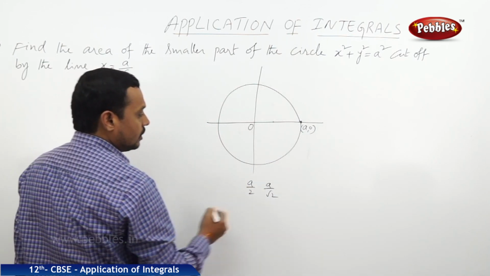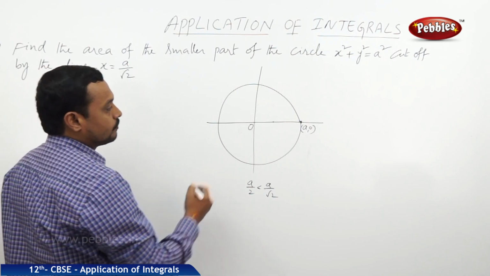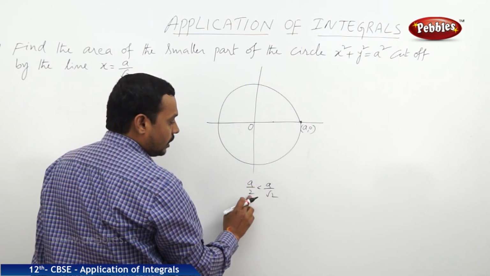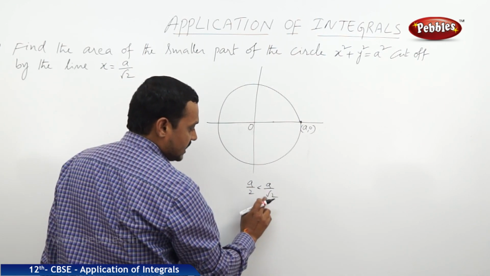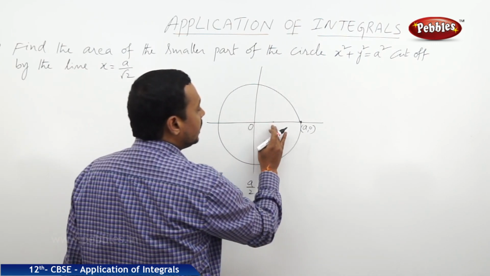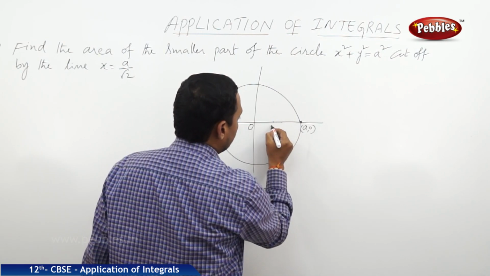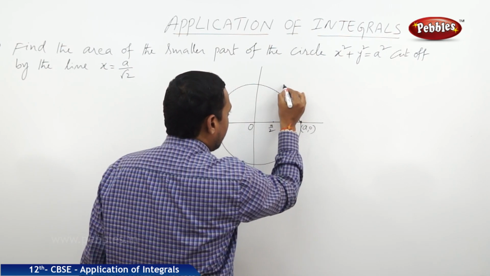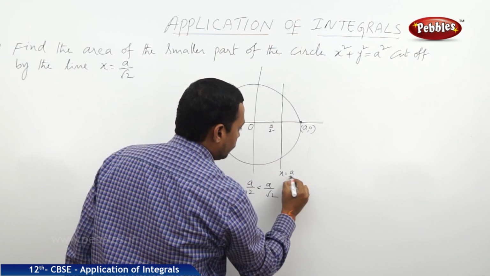Which is greater? A by root 2 is more than a by 2. So because of here the denominator 2 and root 2, this is the less. So that's why a by root 2 is nearer to a. Let it be there. Suppose a by 2 is this quantity, then this will be the line x is equal to a by root 2.